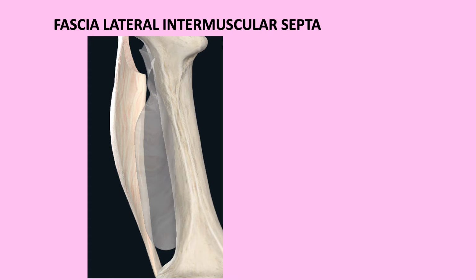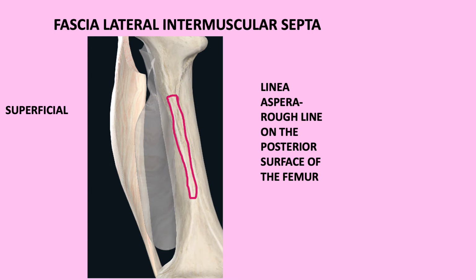So let's move on to the fascia lateral intermuscular septa. This is one of the three septa, which is quite important in our discussion. This fascia is located deep to our iliotibial tract. As you can see from the picture, the iliotibial tract is more superficial to the lateral intermuscular septa. This intermuscular septa still has extensions. The lateral side attaches to the linea aspera.